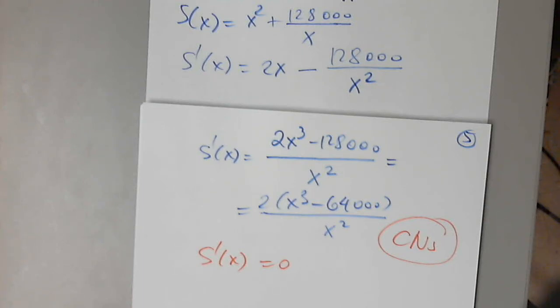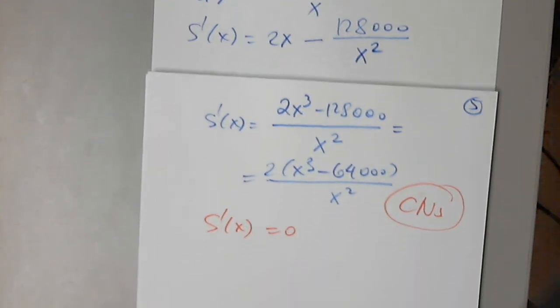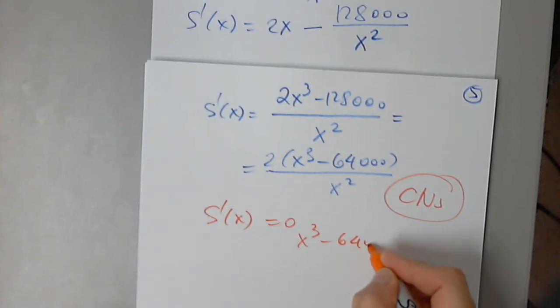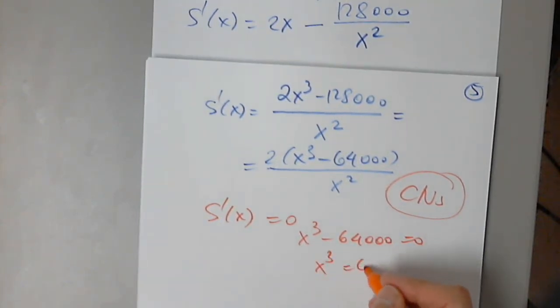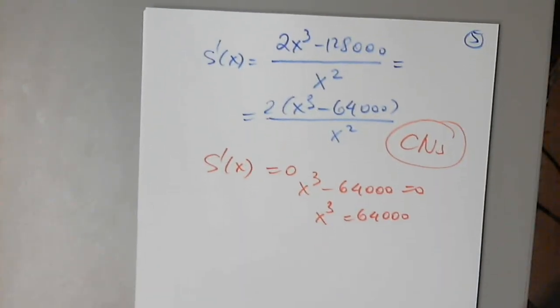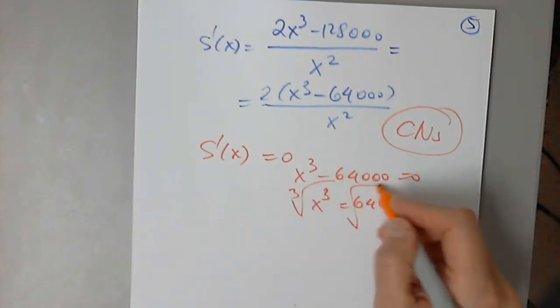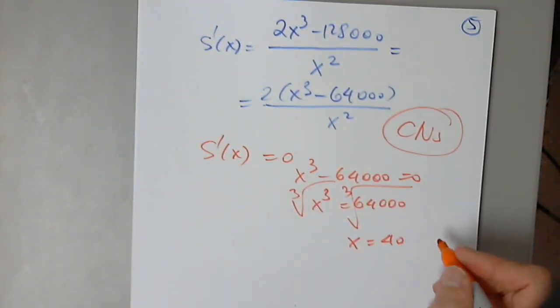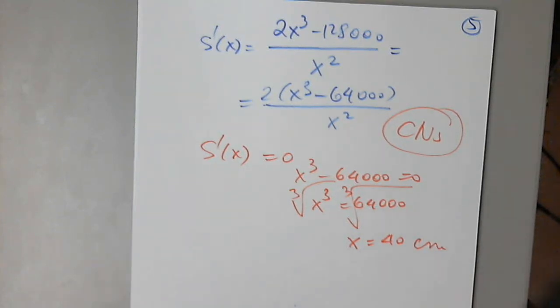The least common denominator is x squared, so I have to multiply this by x squared because it's over 1. Oh, right, okay. So I got 2x cubed minus 128,000, and then I factor out the 2, because now I'm trying to find solutions for s prime being 0, and only this can be 0. Okay. Only the numerator. So then from here, I have x cubed minus 64,000 equals 0. Of course, x cubed equals 64,000. And what will I do? Cube root. Excellent. So then x equals 40. And the measurement unit was centimeters.